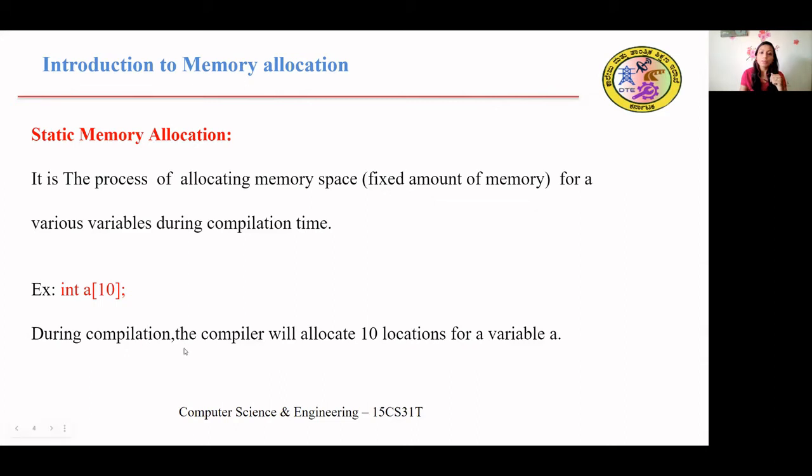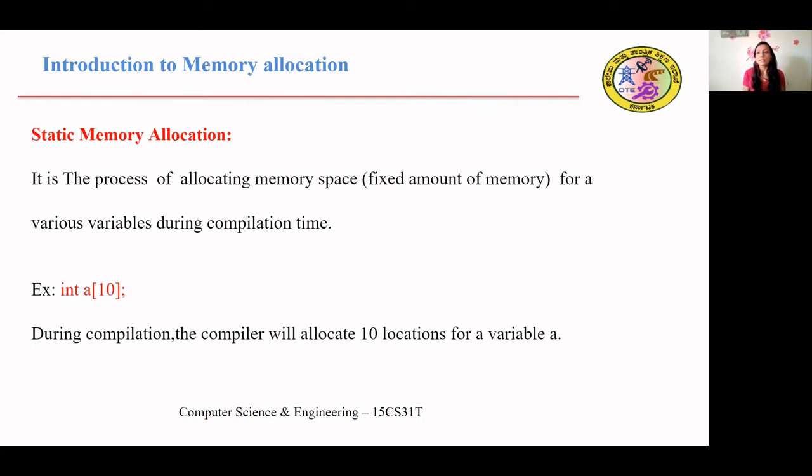When will it be allocated? During compilation. The compiler will allocate 10 locations for A. Even if you use only 2, maybe A of 10 you have declared, but I'll use only 5 spaces. I'll enter the values for only 5 array values. Then what will happen? 5 memory spaces are wasted. You cannot use them, they are still reserved. Whether you use them or not, they are reserved for you. So 5 memory spaces are wasted. That is a disadvantage of static memory allocation.